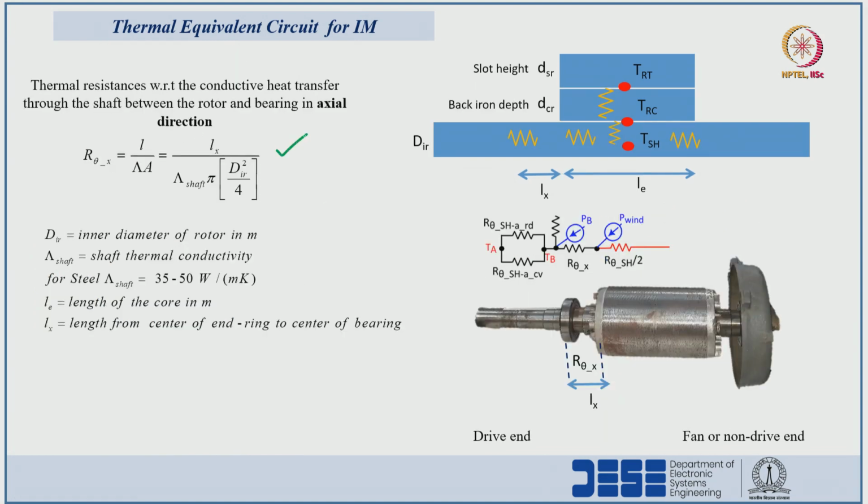So, R theta x, that is the thermal resistance between the center point of the bearing to the center point of the end ring, we can represent with R theta x, that is nothing but length L divided by lambda A. Here the length between these two points, that is midpoint of the bearing to midpoint of the end ring, is nothing but Lx divided by the thermal conductivity of the shaft into the area with respect to the heat flow direction. Heat flow is happening in this direction. The area of the shaft in axial direction is nothing but pi r square, r is nothing but Dsh by 2.